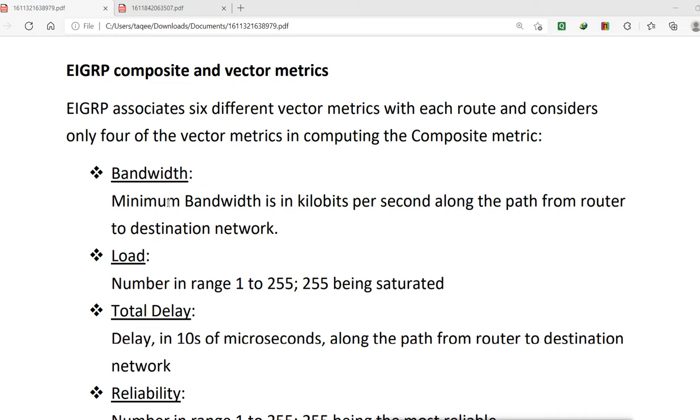What are the metrics of EIGRP? First, bandwidth. Bandwidth means the speed we get. So it is the minimum bandwidth in kilobits per second along the path from the router to the destination network. So it calculates which path is giving the minimum bandwidth in kilobits along the path from the router to the destination network.